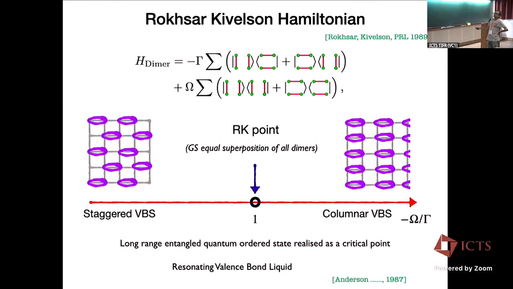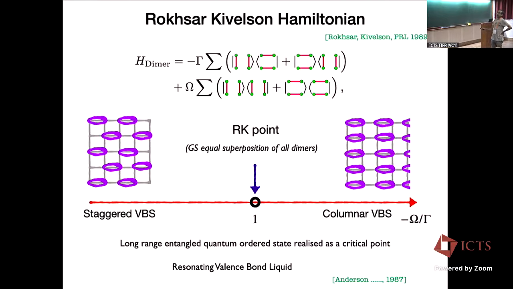Except for this fine-tuned point where these 2 coupling constants, the kinetic energy and potential energy, are exactly the same, when we get what is called a Rokhsar-Kivelson point, and at that point, one can exactly solve this Hamiltonian, and the ground state is basically an equal superposition of all dimer configurations. And that's a very interesting state because it has long-range entanglement, and which is realized only as a critical point between these 2 solid phases. And this particular wave function belongs to what is called a resonating valence bond liquid, more precisely a Yuan resonating valence bond liquid.